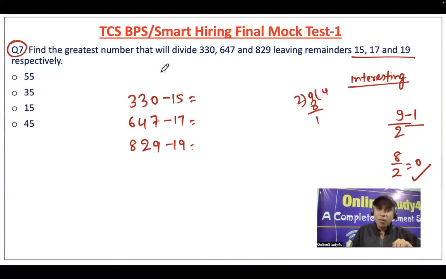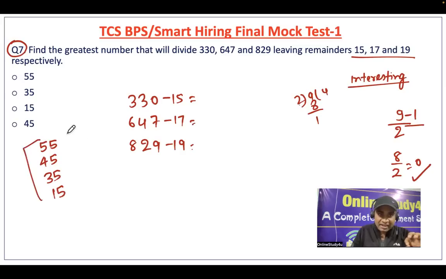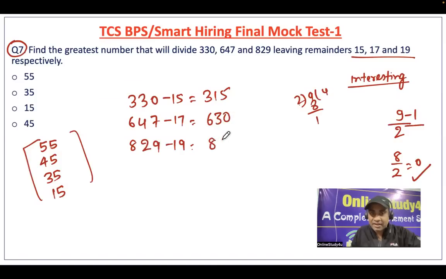Now what that means, find the greatest number. The first number is 55, then we have 45, then we have 15. So out of these, one greatest number will divide these completely, because the remainders I have already subtracted. So this is 315, this is 630, and this is 810. If a number is divisible by 55, it will be divisible by 5 and 11, because the factors of 55 are nothing but 5 and 11.